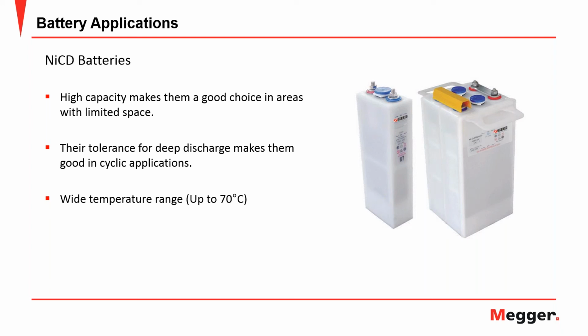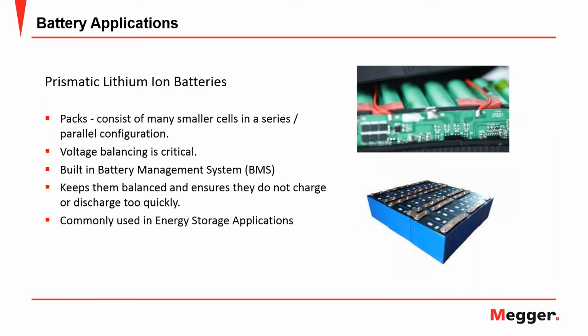Okay. Prismatic lithium-ion batteries. Now, these are a little bit of a different animal here. Instead of having larger plates to get higher capacity, what these do is they have a bunch of small cells inside them. These cells are in series parallel configuration, so they can be designed for different voltages and different capacities. And if you notice in the image, there is a circuit board inside there. That is because they require a battery management system internal to the pack. This ensures that all the cells remain balanced.